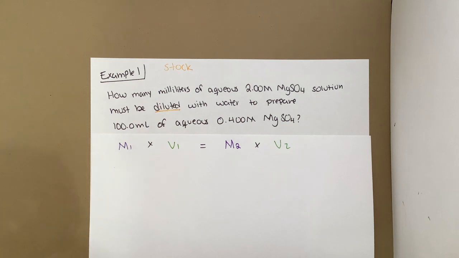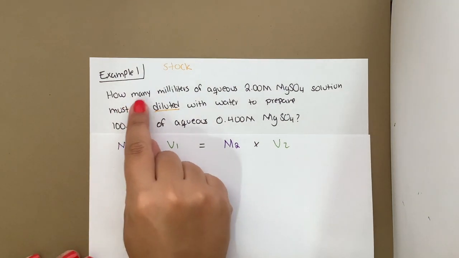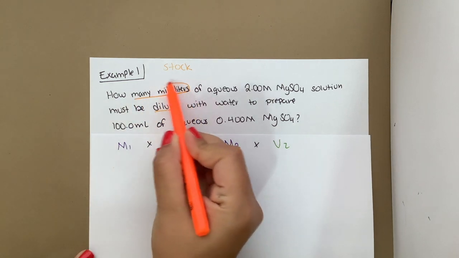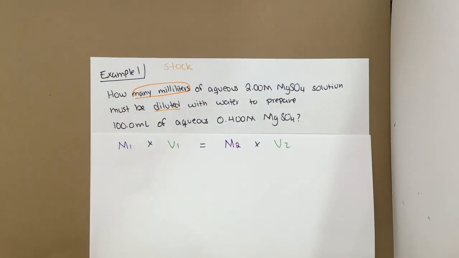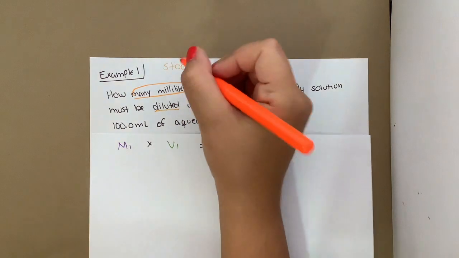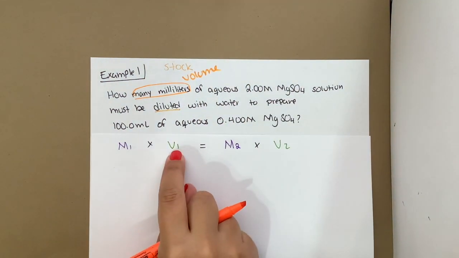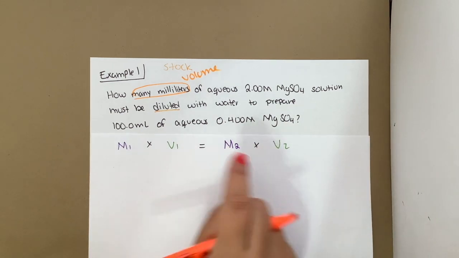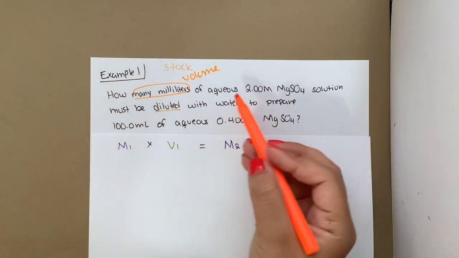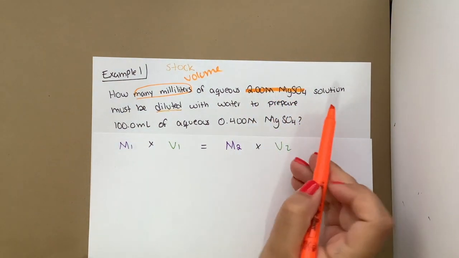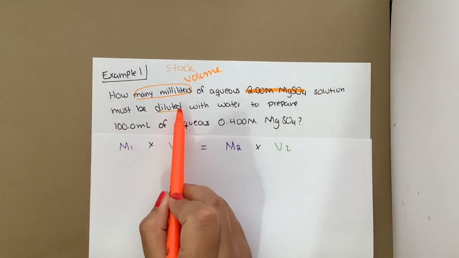Which information belongs to the initial solution, which information belongs to the final solution. So if we read it again, it says how many milliliters. The first thing that they're asking us is for how many milliliters. Remember that milliliters or liters, they're talking about volume. So they're going to ask for either volume initial or volume final. They're asking for volume. So how many milliliters of aqueous 2 molar magnesium sulfate solution must be diluted?